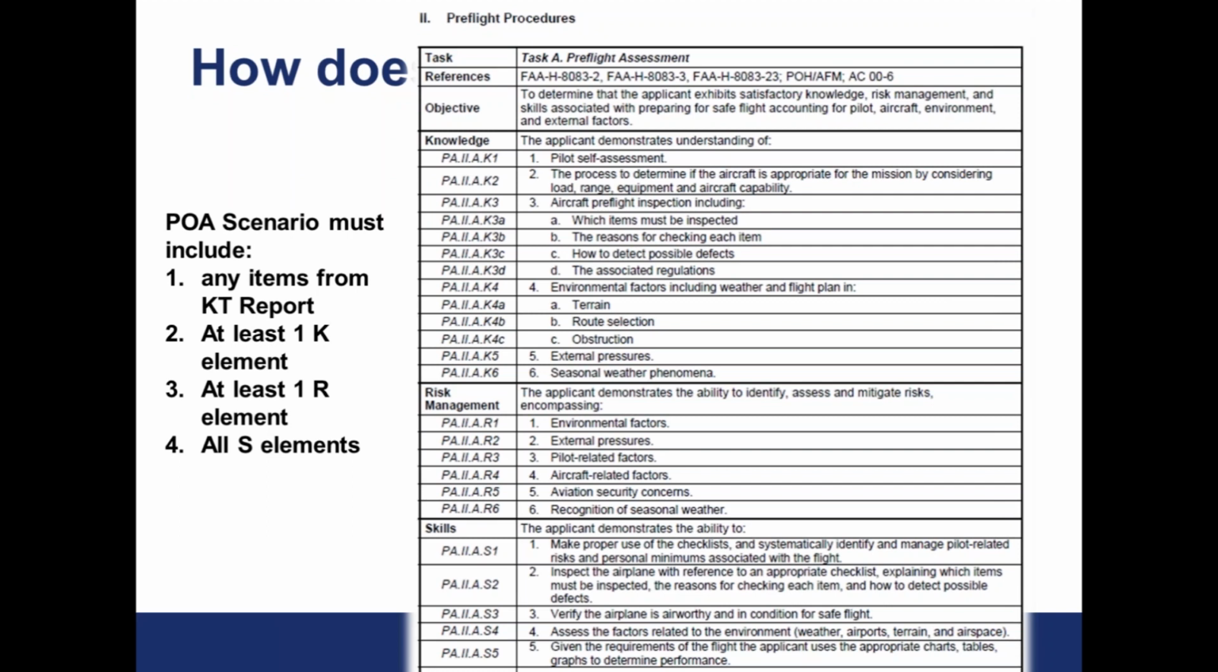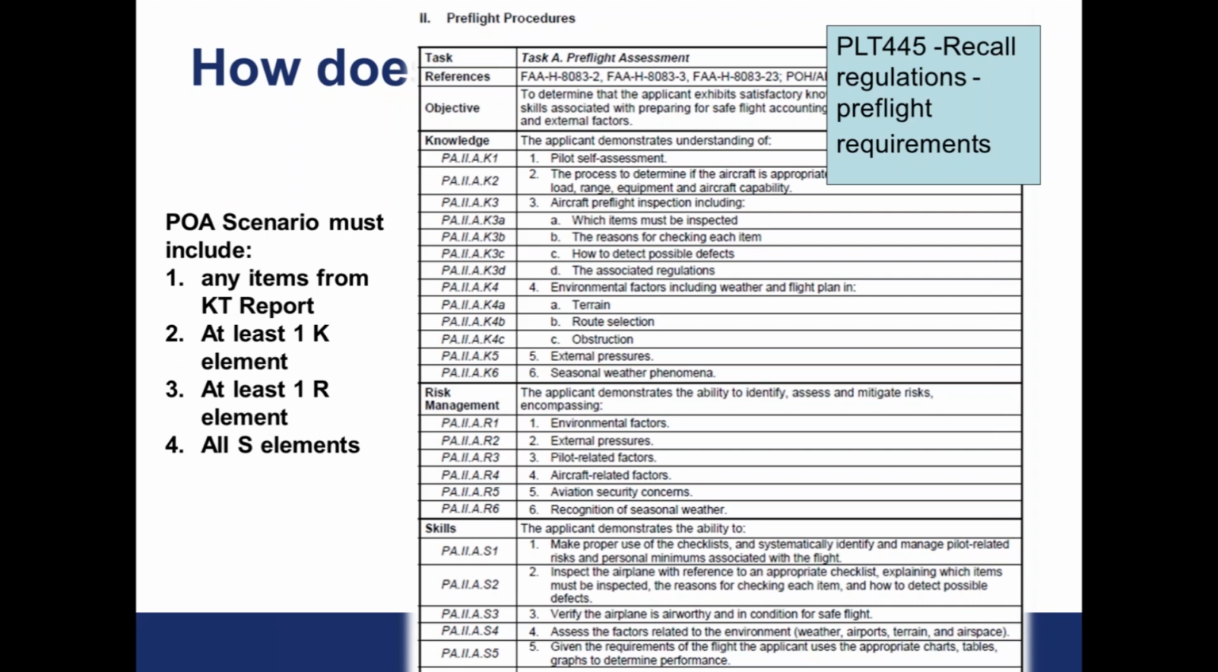So rule number 1 says anything that was missed on your knowledge test report must be included. So just for argument's sake, let's say that you missed PLT 445. Okay, so you missed a question related to that on your knowledge test. So you look that one up and it says regulations regarding pre-flight requirements. So what the examiner has to do is look through and find a reasonable match to that concept, the concept being pre-flight regulations.